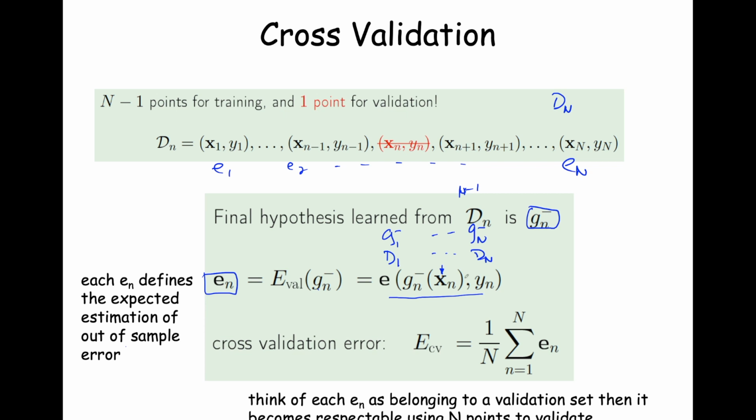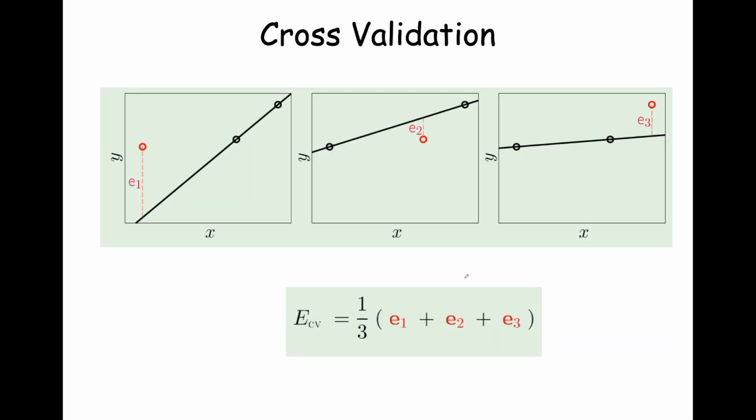And so you can think of each E_n as belonging to a validation set. Then it becomes respectable because we're using N points, because this cross-validation is across all of those big N many pointwise validation sets. Okay, so let's look at an example of cross-validation.